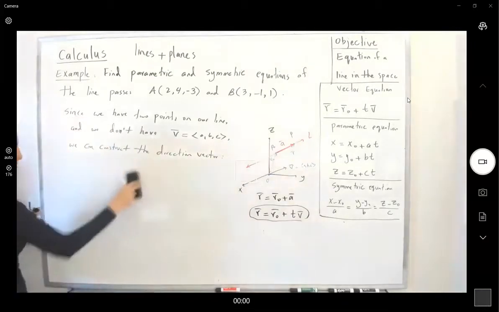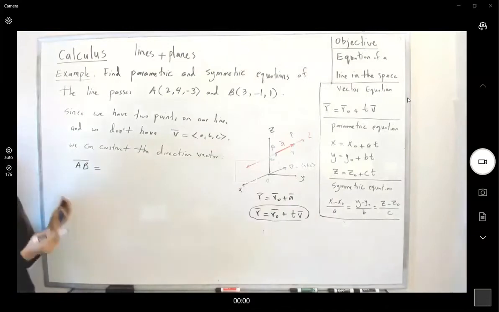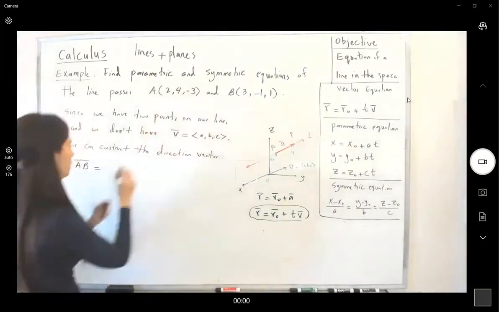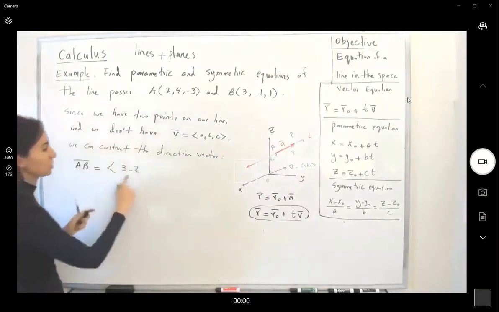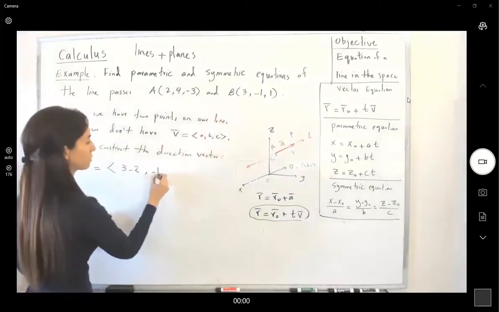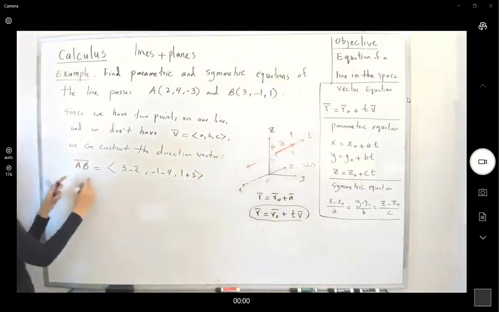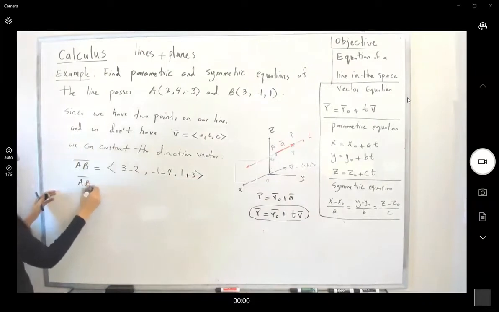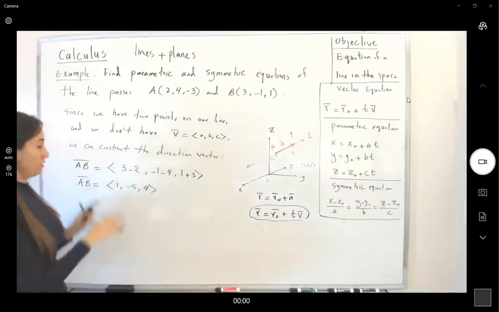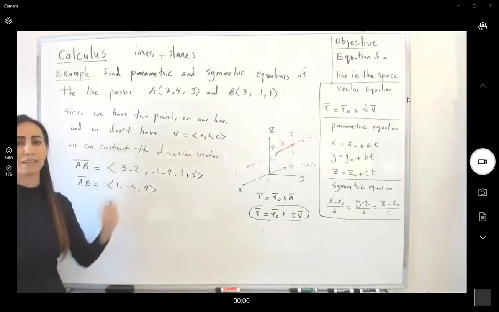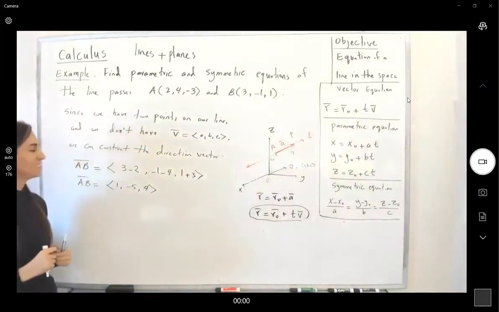So let us construct AB. AB is the vector (3 minus 2, -1 minus 4, 1 plus 3). Look at the symbol that I'm using. AB is equal to (1, -5, 4), and we can use this vector and write the equation of the line.